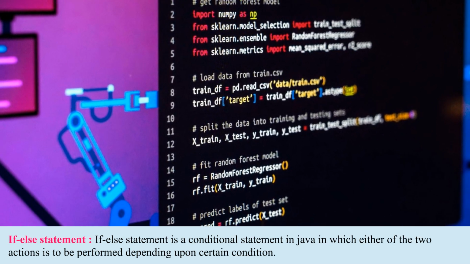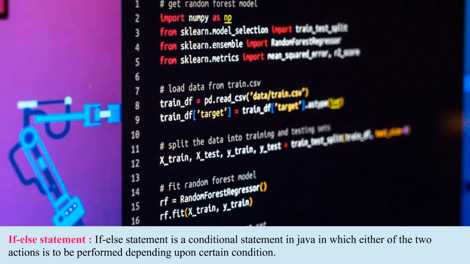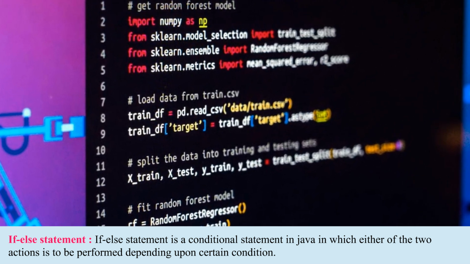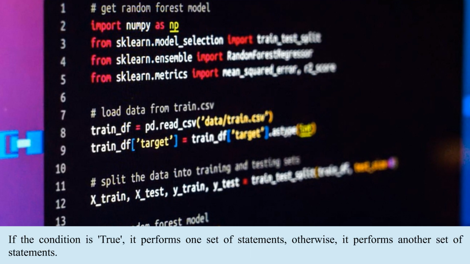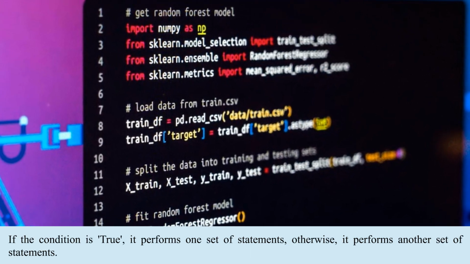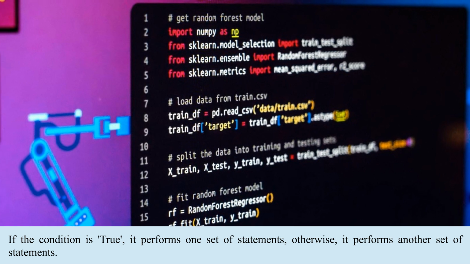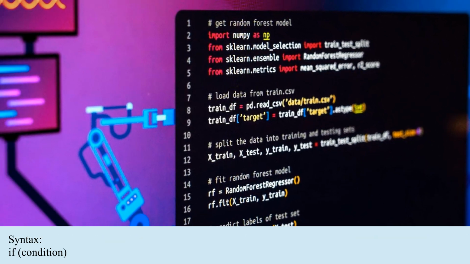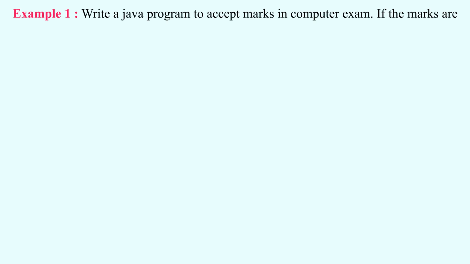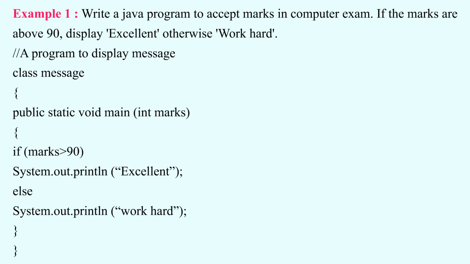If-else statement. The if-else statement is a conditional statement in Java in which either of the two actions is to be performed depending upon certain condition. If the condition is true, it performs one set of statements, otherwise, it performs another set of statements. Syntax: if condition, statement 1, else statement 2. Example 1: write a Java program to accept marks in computer exam. If the marks are above 90, display excellent, otherwise work hard.